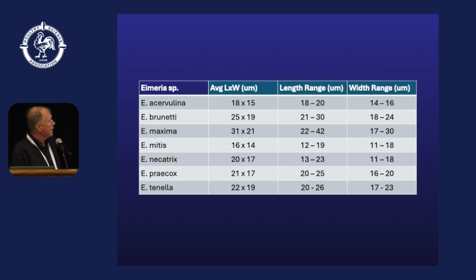The reason is that if you look at the average size of the 7 major species of Eimeria, they're very similar, and there's an overlap in the length and the width of those. So it would be very difficult, except for Eimeria maxima, to distinguish these because of the size overlap.